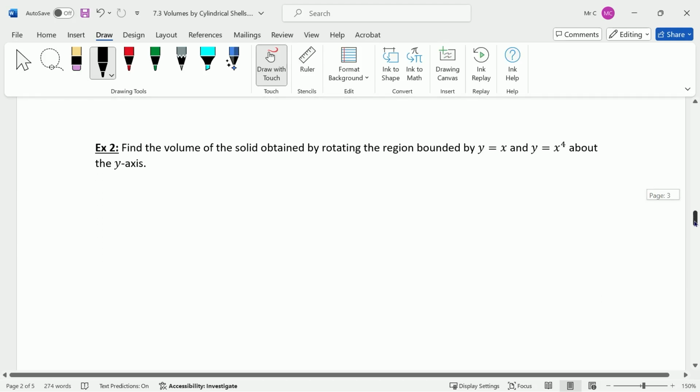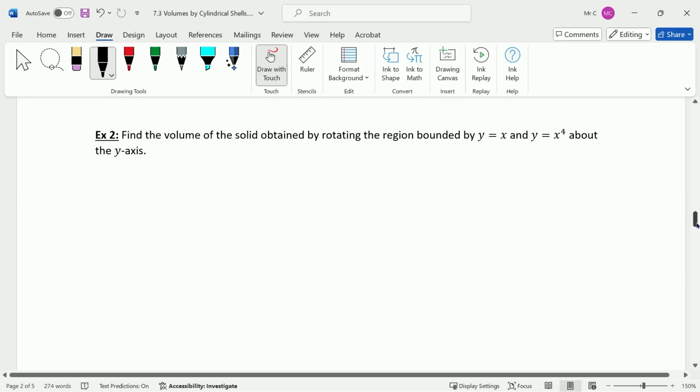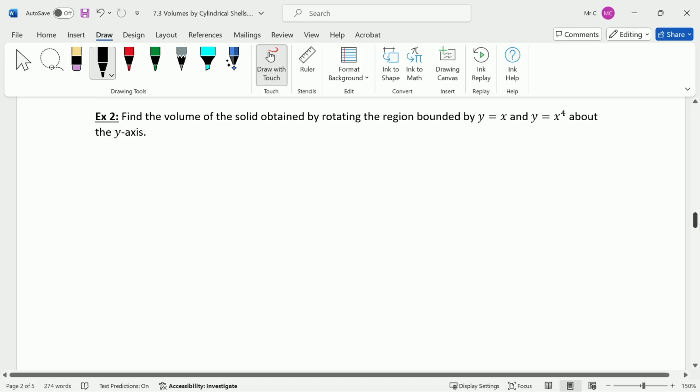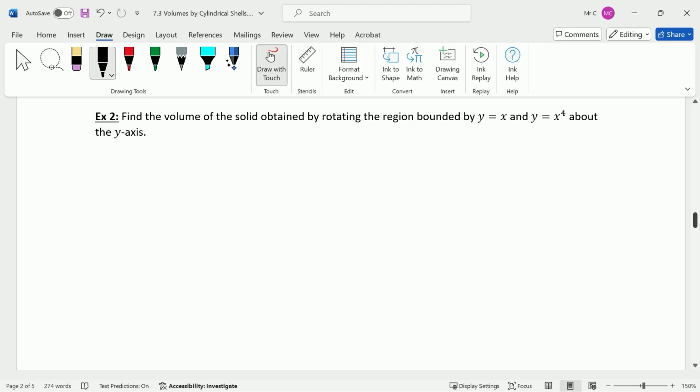Okay, let's look at another example. Find the volume of the solid obtained by rotating the region bounded by y equals x and y equals x to the fourth about the y-axis.